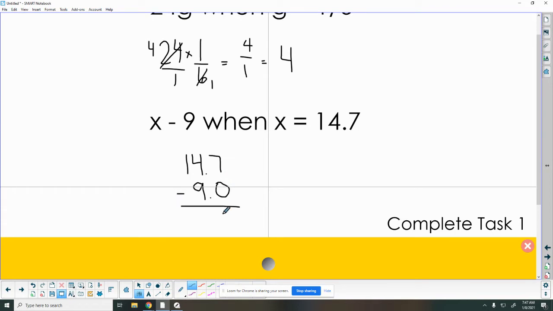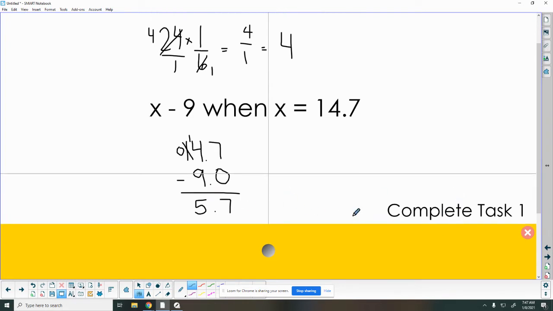So 7 minus 0 is 7. Bring my decimal down. I cannot do 4 minus 9, so I need to borrow. 14 minus 9 is 5. So this answer would equal, when I evaluate it, 5.7. So go ahead and try task 1. Find what the variable equals and plug it in, then solve. And then come back when you are ready to do task 2.